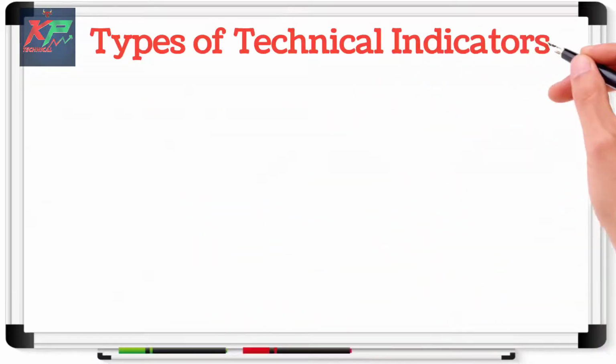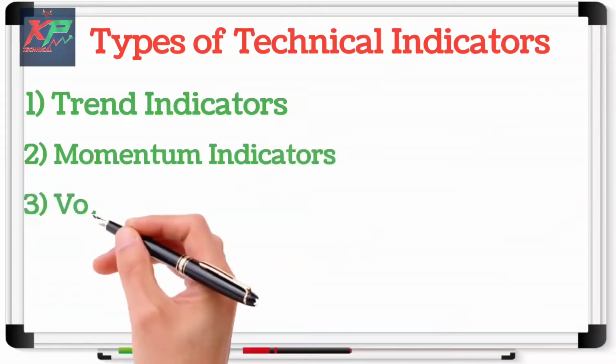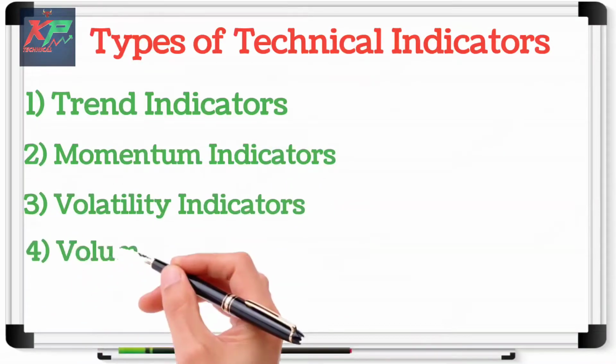Types of technical indicators: 1. Trend indicators. 2. Momentum indicators. 3. Volatility indicators. 4. Volume indicators.